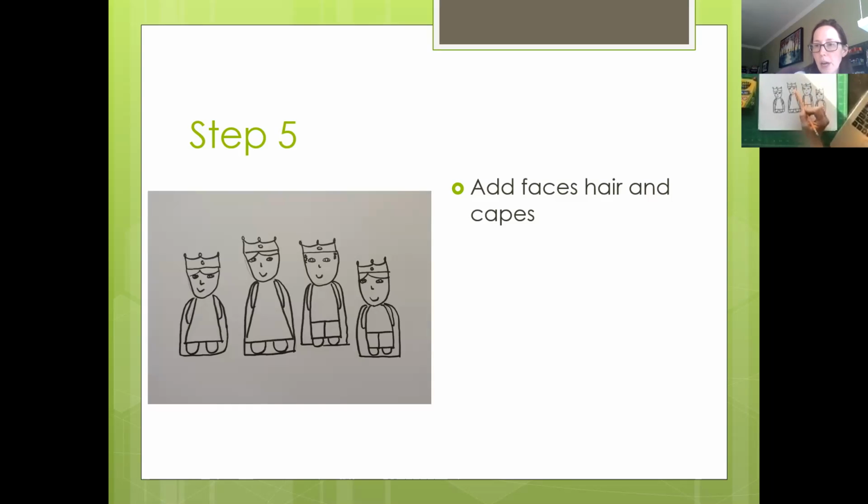So you can do your hair a couple different ways. My dad is bald, so he doesn't have hair on top of his head. He just has kind of like a little fringe. So I did his hair with just some squiggly lines, because that's kind of what his hair looks like. Don't tell him I said that.